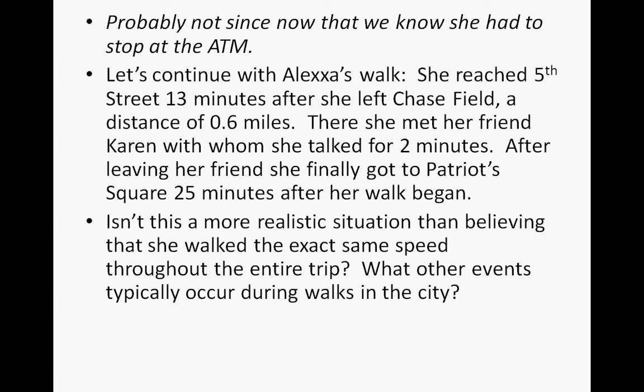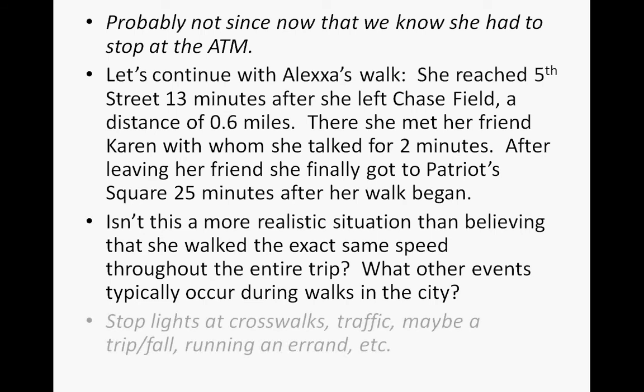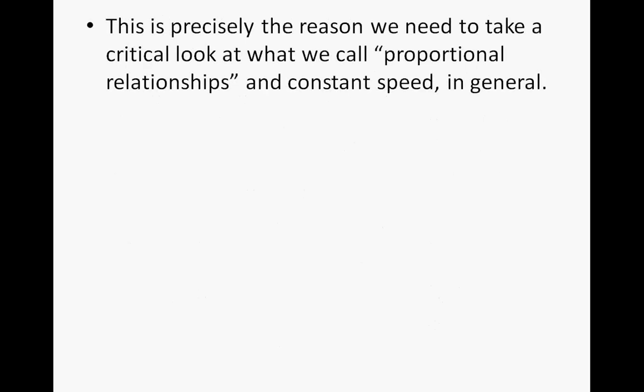What other events typically occur during walks in the city? Well, you could be stopping at lights at crosswalks. There might be traffic you might have to wait for. Maybe you tripped or fell, or maybe you had to run an extra errand. So this is precisely the reason we need to take a critical look at what we call proportional relationships and constant speed in general.